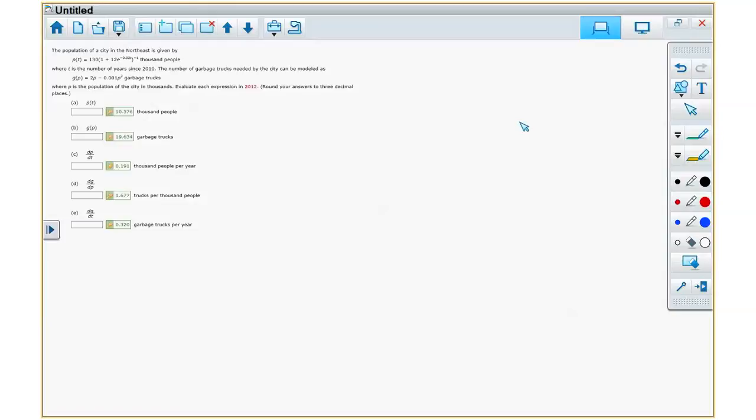P of t is equal to 130 times 1 plus 12 e to the negative 0.02t, to the negative 1. G of p is equal to 2p minus 0.001 p to the third.